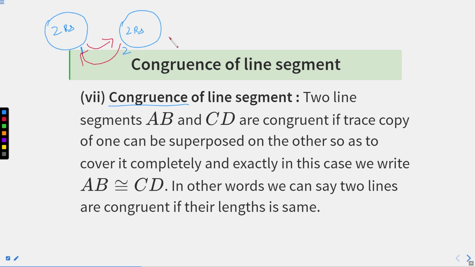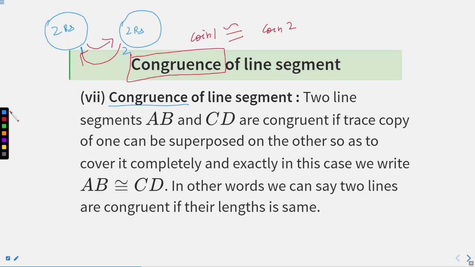Whenever this type of thing happens, we say coin 1 and coin 2 are congruent, and the symbol for congruency is this. Okay, I hope the concept of congruence is clear. When we cover one thing with the other and the other with the first, this is called congruence.